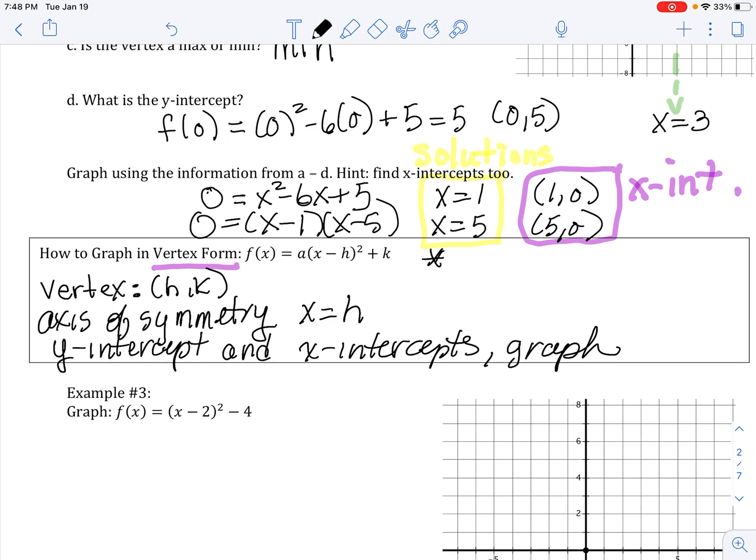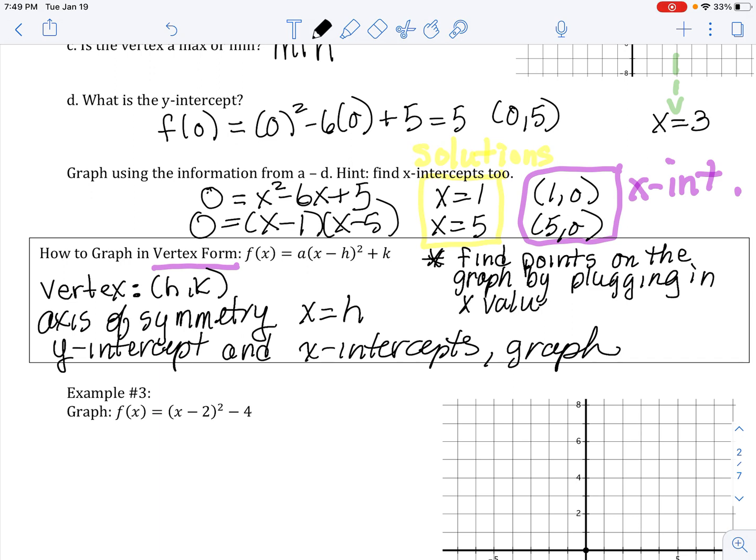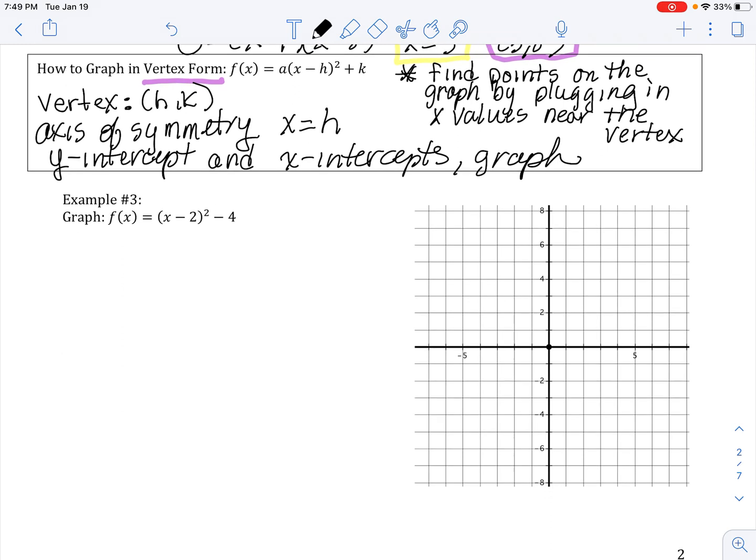So you can also, I'll just put a little star there, find points on the graph by plugging in x values near the vertex. That's another way to find additional points on your parabola.